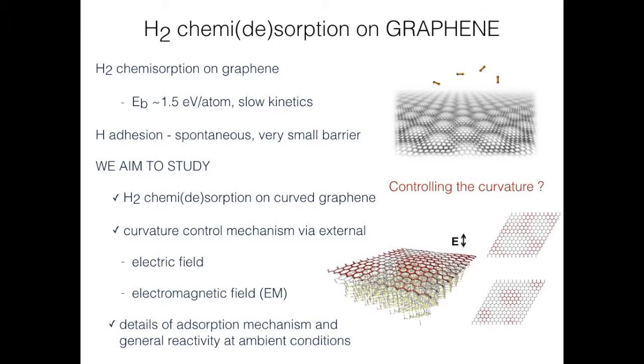To recap, while atomic hydrogen adsorption is a spontaneous process with a very small barrier, the molecular hydrogen chemisorption process is characterized by a barrier height on the order of 1.5 electron volts per atom, making kinetics very slow. We propose that curvature manipulation could be used to improve adsorption kinetics, and for this goal, we study graphene curvature control by means of external electric and electromagnetic fields and the consequent curvature-dependent interaction with the hydrogen molecule, focusing on the physisorption to chemisorption reversible conversion.